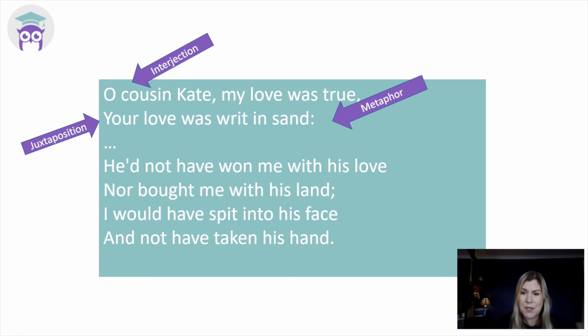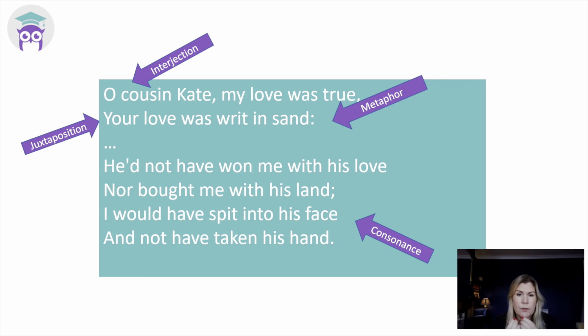If things were the other way round, if it were you that had been in a relationship with him, and I was the cousin that he then approached, he would never have won me with his love nor bought me with his land. So she's really judging the cousin now, not just for her lack of love and her different intentions, but because she's betrayed her. She's betrayed the narrator. And she's saying, not only would I not have fallen in love with him, not only would I have not been bought by him, like you have, metaphorically, I would have spit into his face.